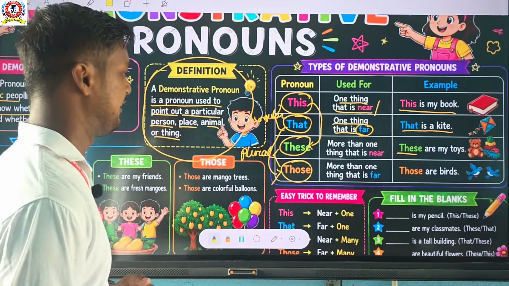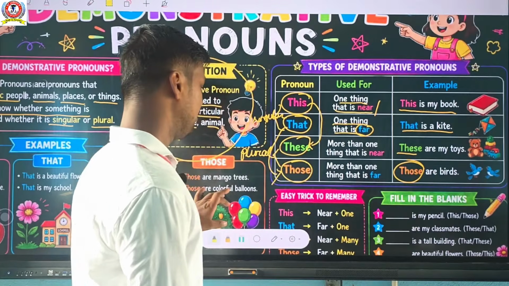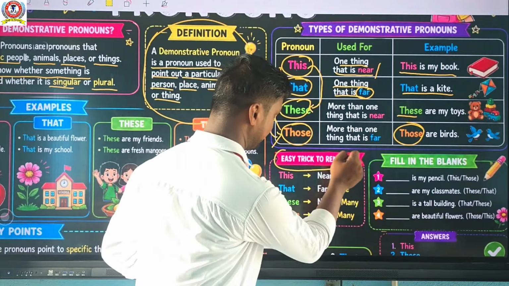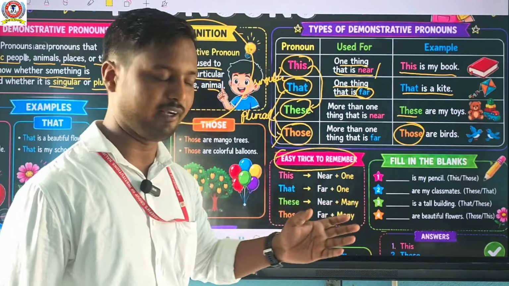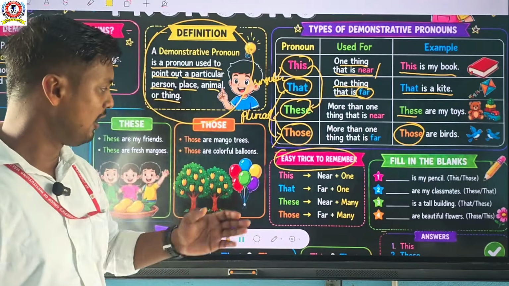Okay. At the time you have to use those. You can see an easy trick to remember. This, nearer, plus one, that means singular. That, far from plus one, means distance plus one.